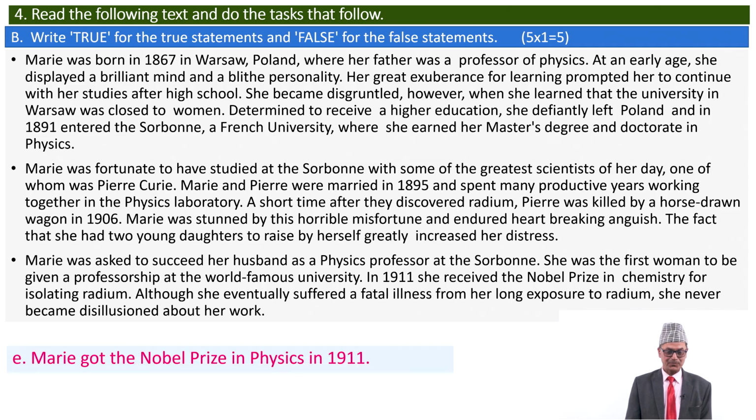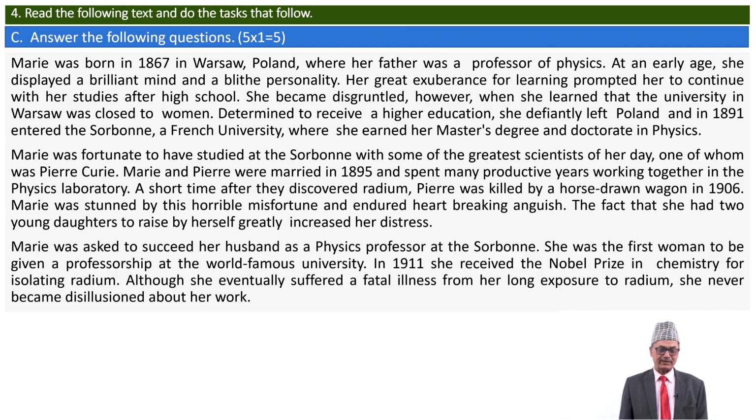Number E. Mary got the Nobel Prize in Physics in 1911. Where is the information? In 1911, she received the Nobel Prize in Chemistry for isolating radium. So now look, the question is in physics, but she got a Nobel Prize in Chemistry. So I'm sure your answer will be false. Now the last one. Answer the following questions.